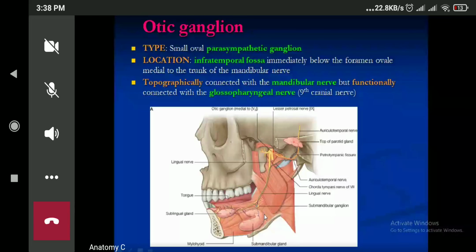Now, you have to be clear with this otic ganglion, because the otic ganglion has a topographical connection with the mandibular nerve, but it has a functional connection with the glossopharyngeal nerve. That means the direct connection is with the mandibular nerve, but functionally the otic ganglion is under the control of the glossopharyngeal nerve. I'll tell you later on how this is. Now it has the parasympathetic root, sympathetic root, and motor root.